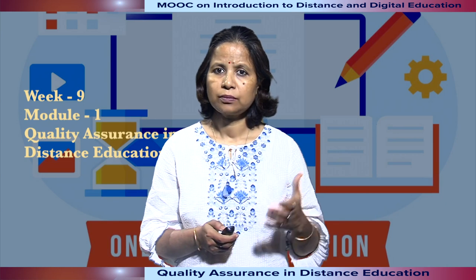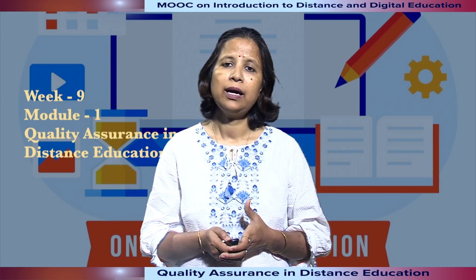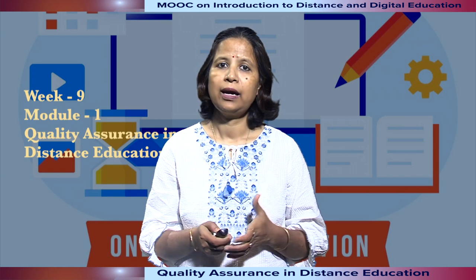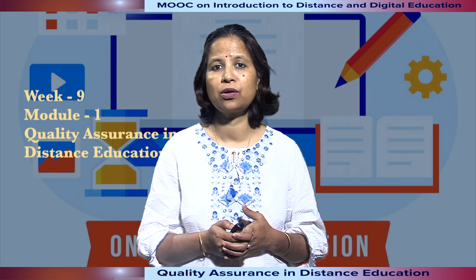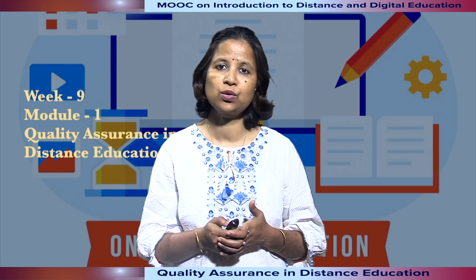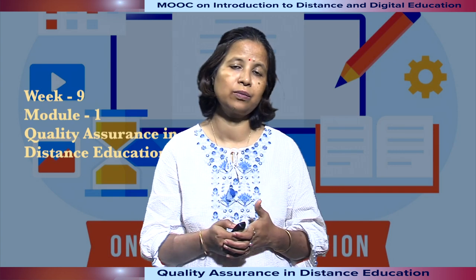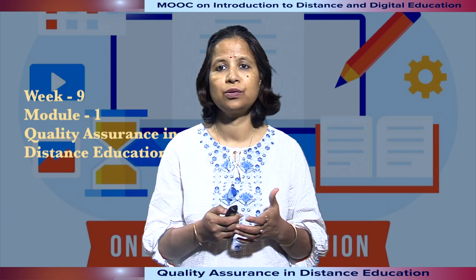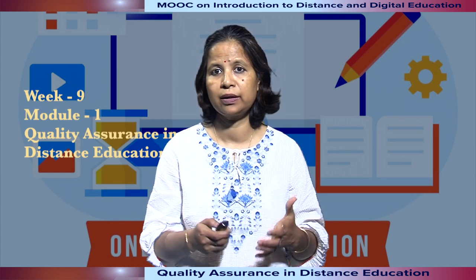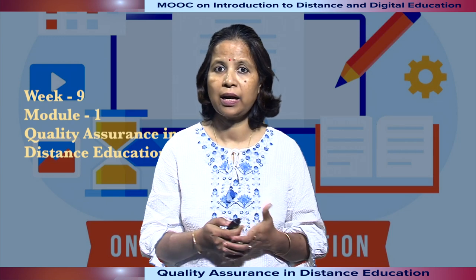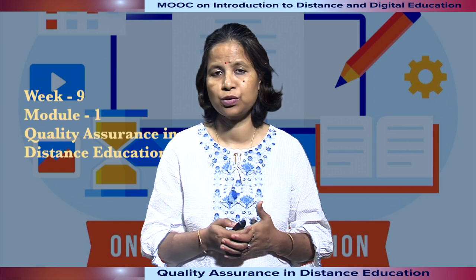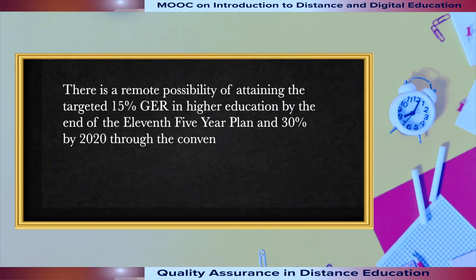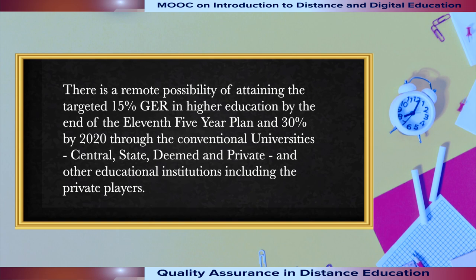There is a very wide variation in the GER even across the states. The access to higher education is denied to a large section of the population in the relevant age group, not only due to limited seats in the conventional education system, but also due to the increasing cost of education, particularly in the private sector, that is virtually unaffordable and is beyond the reach of a very large deserving section of the Indian society.